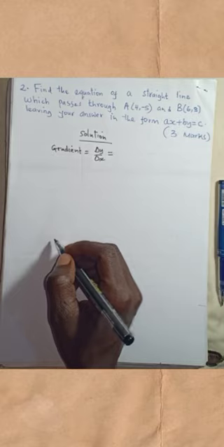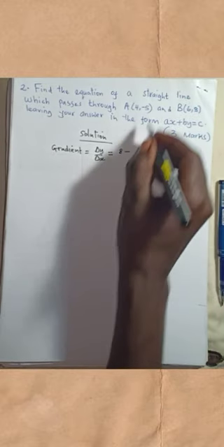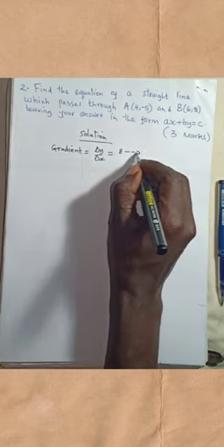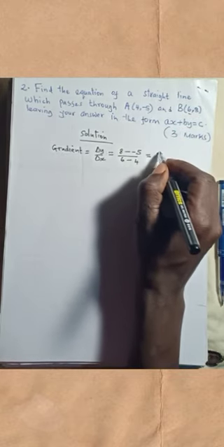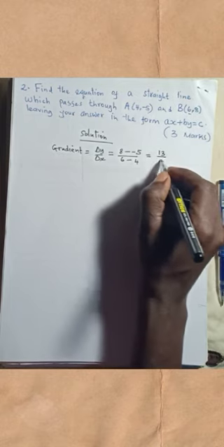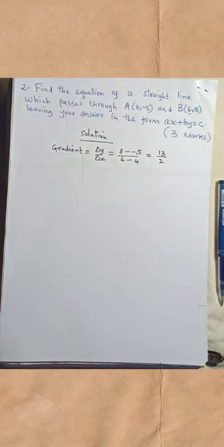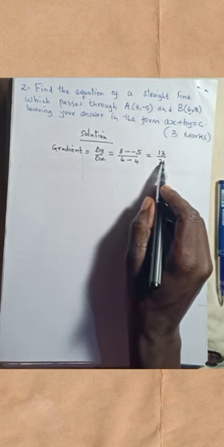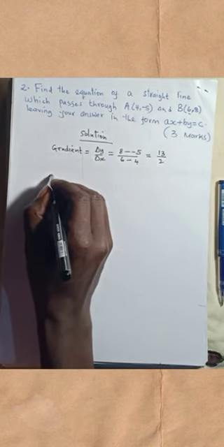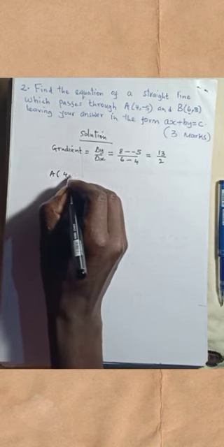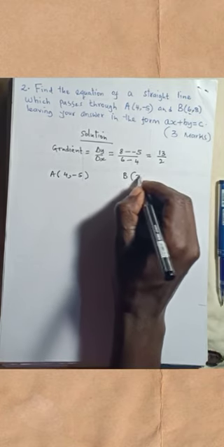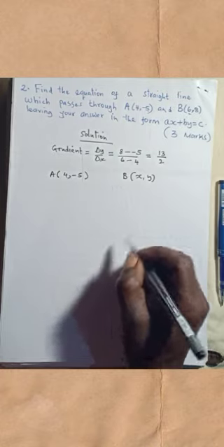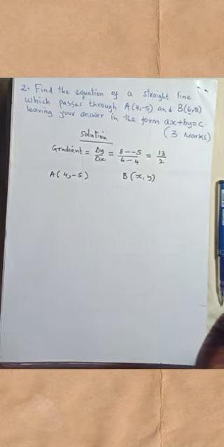So what's our change in y? We shall take the y coordinate, which is 8, minus the other y coordinate, which is negative 5, divided by the x coordinate here, which is 6, minus the x coordinate here, which is 4, to give us 13 over 2. That is our gradient. Now we have the gradient. We will take one of the points. Let's say point A is (4, negative 5), and then let the point B be (x, y). We assume that the point B is (x, y). It becomes an arbitrary point.